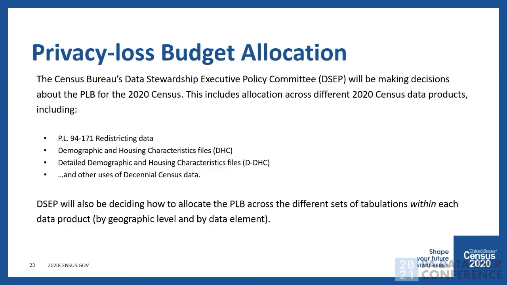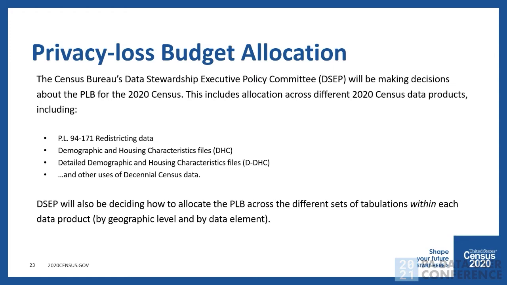So I mentioned before that the privacy loss budget, or epsilon, determines where on that spectrum from perfect privacy to perfect accuracy the resulting data will be. Now, selecting that privacy loss budget is a policy decision, and the Census Bureau's Data Stewardship Executive Policy Committee will be making that determination for the first of the privacy protected data products to come out, which will be the redistricting data. They'll be making that decision for the redistricting file next month.